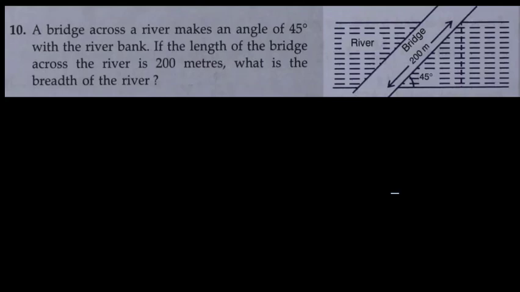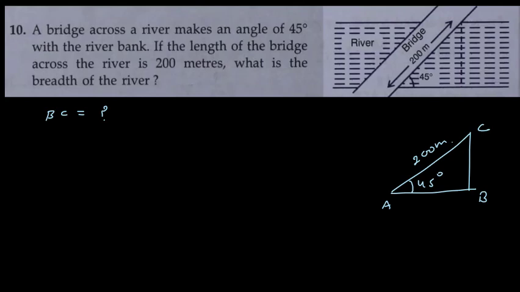So separately if I draw this diagram, it is something like this. This angle is 45 degree. Say this is point A, this is B, and this is C. AC is given 200 meter, and this BC we don't know. That BC we have to find out. So BC is question mark. AC is 200 meter given, and angle A 45 degree given. We have to find BC.